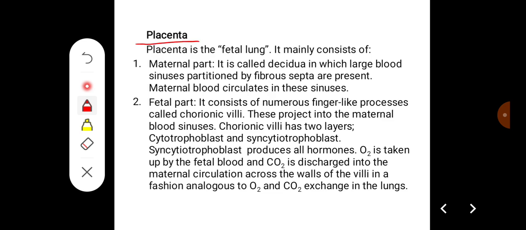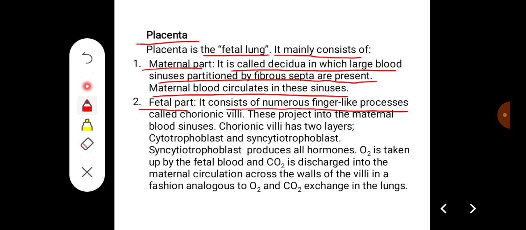Coming to the placenta, the placenta is also called the fetal lung. It mainly consists of a maternal part and a fetal part. The maternal part is called the decidua, in which large blood vessel sinuses partitioned by fibrous septa are present. Maternal blood circulates in these sinuses. The fetal part consists of numerous finger-like processes called chorionic villi. These project into the maternal blood sinuses.